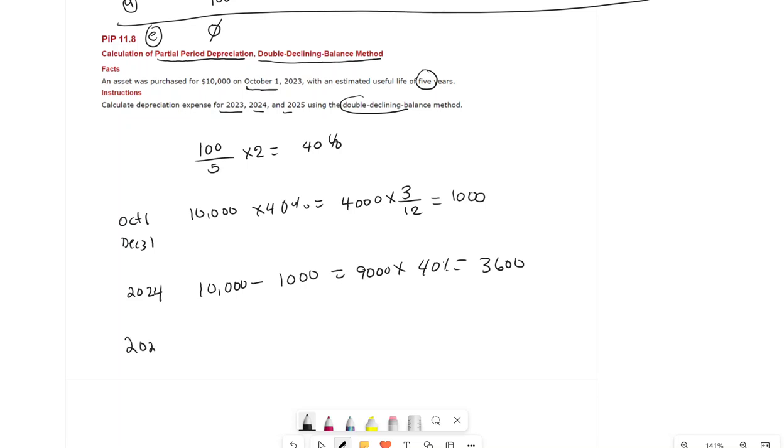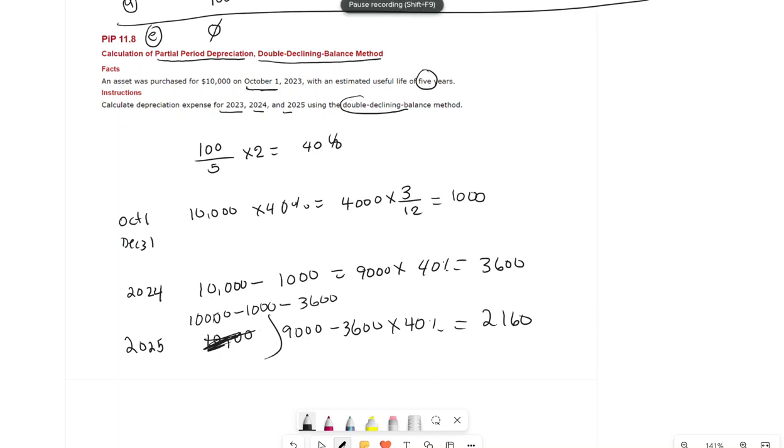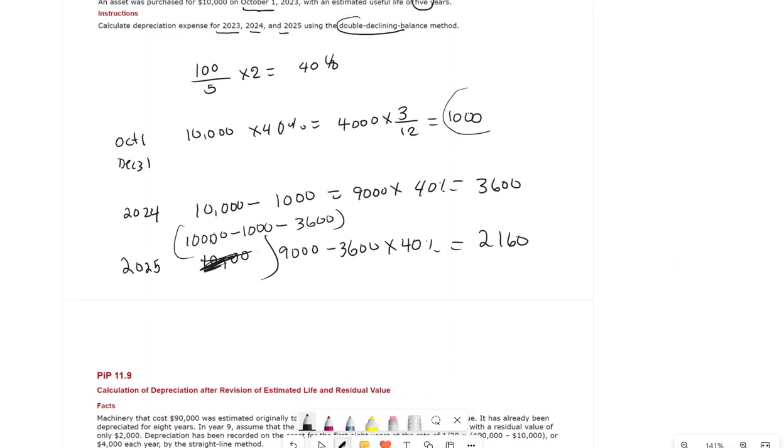I take it to my 2025. The cost was, you could do it this way, or you could take the 9,000 minus your 3,600 times your 40%, which gives you 2,160. Or, in order to get your 9,000, of course you have $10,000 minus the 1,000 minus the depreciation of 2024. It will also give you the same answer. So that will be your depreciation for each year using the double declining balance.